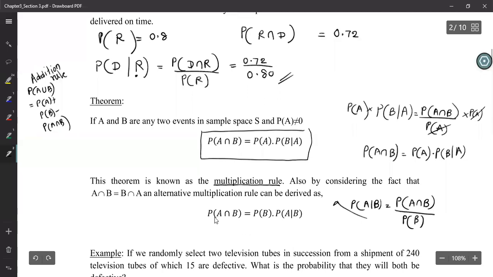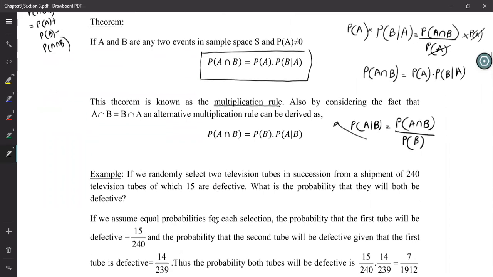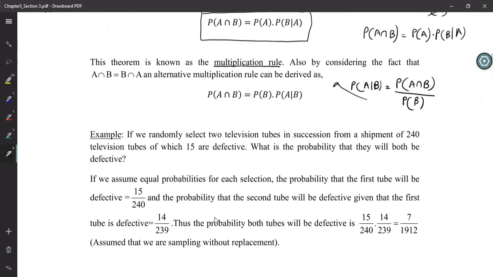Right. Here's an example. If we randomly select 2 television tubes in succession from a shipment of 250 television tubes, of which 15 are defective, what is the probability that both of them will be defective? Now, how do you find the answer for this one? So we assume equal probability for each of the selection. That means you select them randomly.